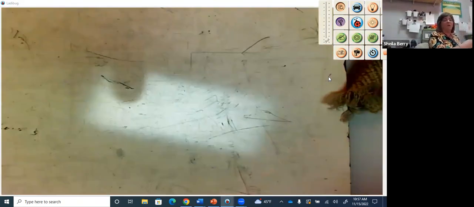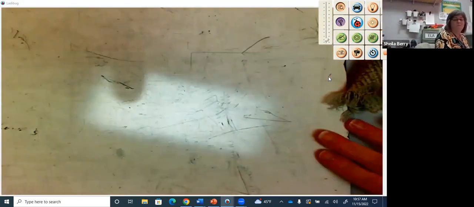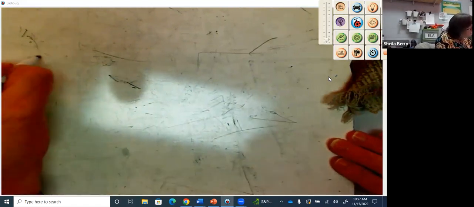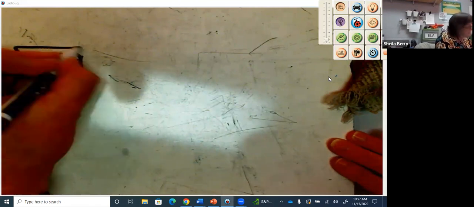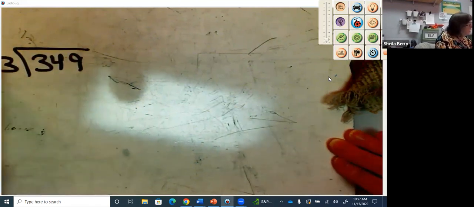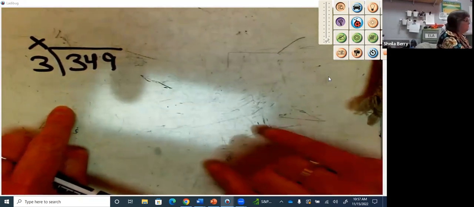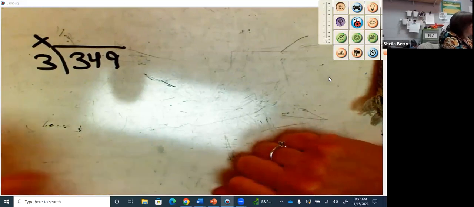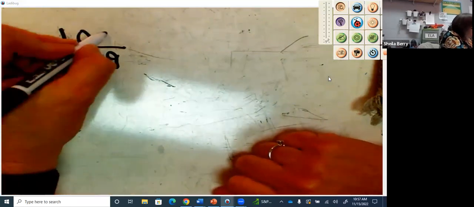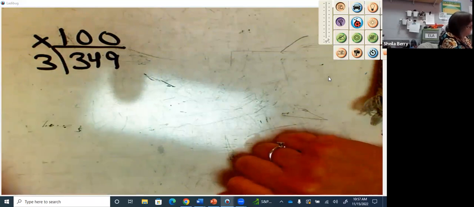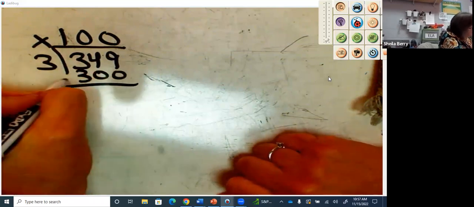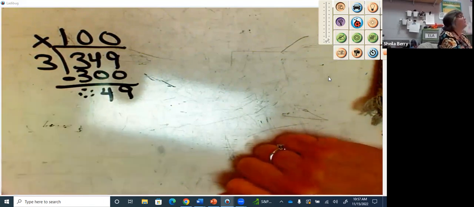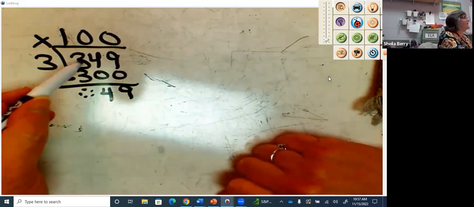Okay, so I'm going to show it 3 different ways. The first way is going to be the stack way, the way that our workbook had it. 349 divided by 3. I always like to put my times here so that I know. What's the biggest number I can do? The biggest friendly number? 100. Okay, what is 100 times 3? And when I subtract, I get 49.